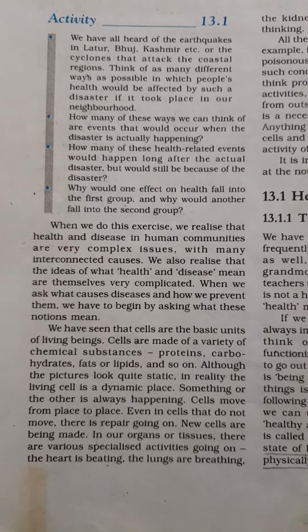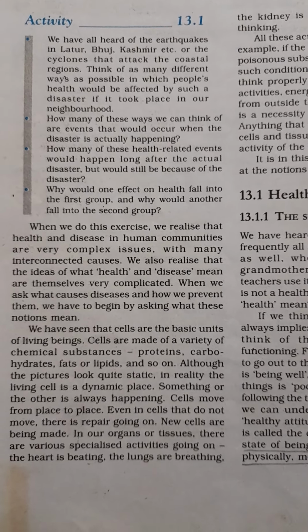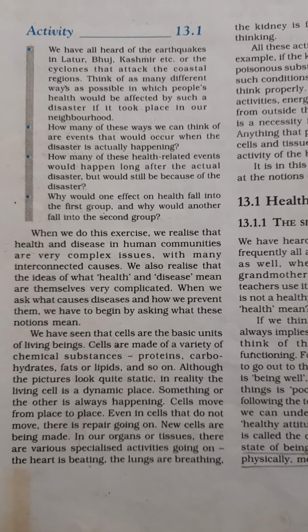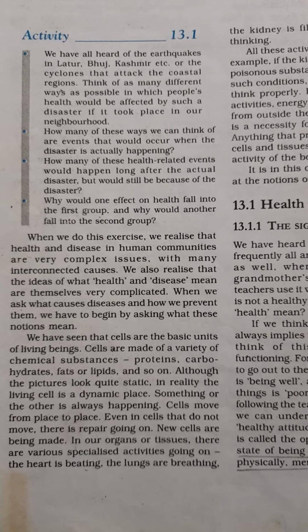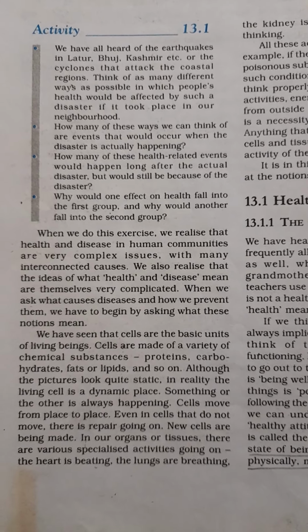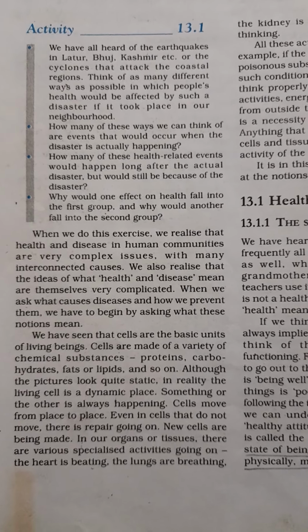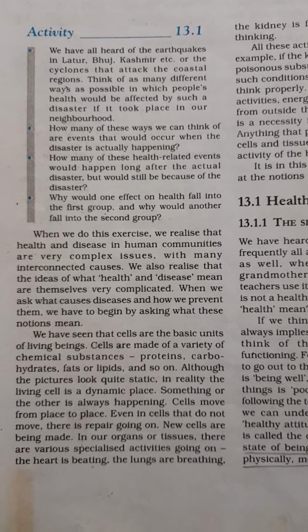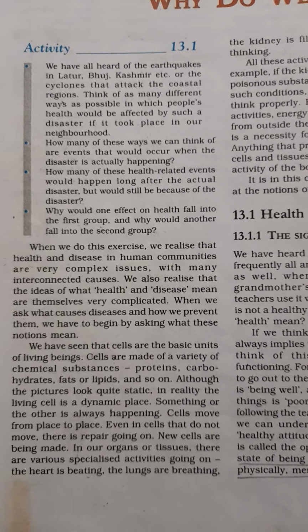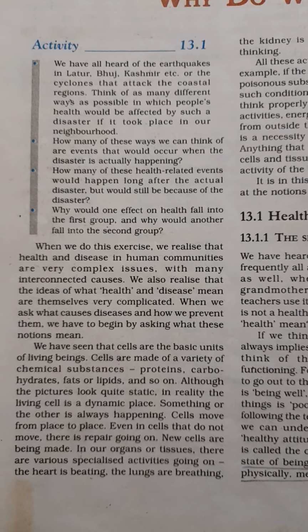So when we study about this, we will know that health and disease in human communities are very complex issues. Both of these are interconnected. The terms health and disease themselves are really complicated. First, we have seen that cells are basic units of living beings. You have learned that cells contain a lot of chemical substances like protein, carbohydrates, fats and lipids and so on. So actually the cell is a dynamic place.